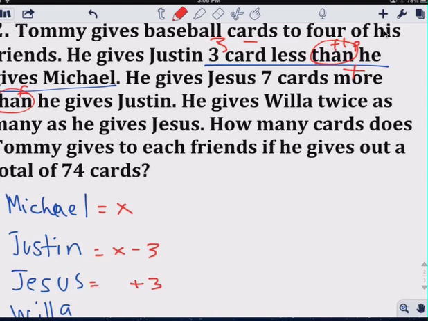Jesus gets more than he gives Justin. So whatever Justin is goes there. So what's Justin? X minus 3. Oh, hold on, this is 7. Why did I write 3? 7 here. 7 more than he gives Justin. So X minus 3 plus 7. Yeah, so this here for Justin, X minus 3.